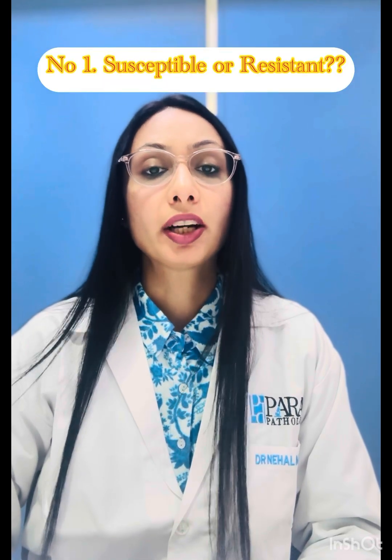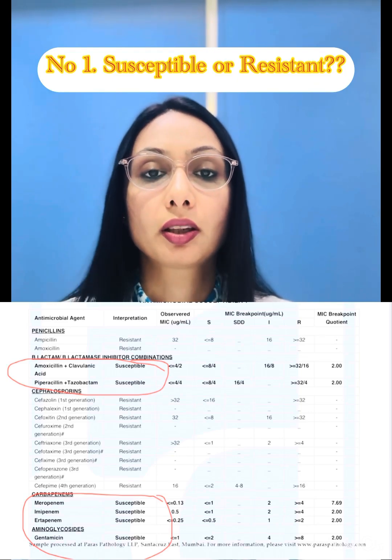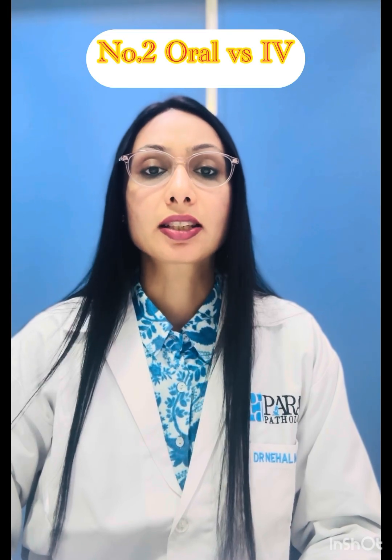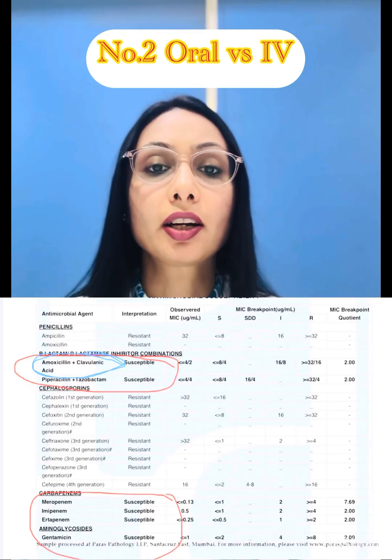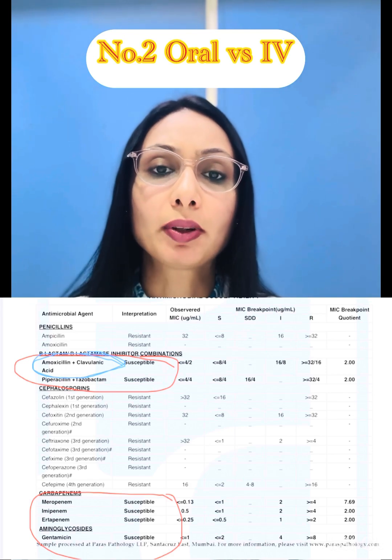Number one, very simple. Just see which all drugs are reported as susceptible or sensitive. Very obvious, very easy. Number two, if 5 drugs are susceptible, just shortlist which all are available orally. This particular point is applicable especially for the OPD patient when the IV line is not there. If the patient is hospitalized and the IV line is there, then this point should not be considered.